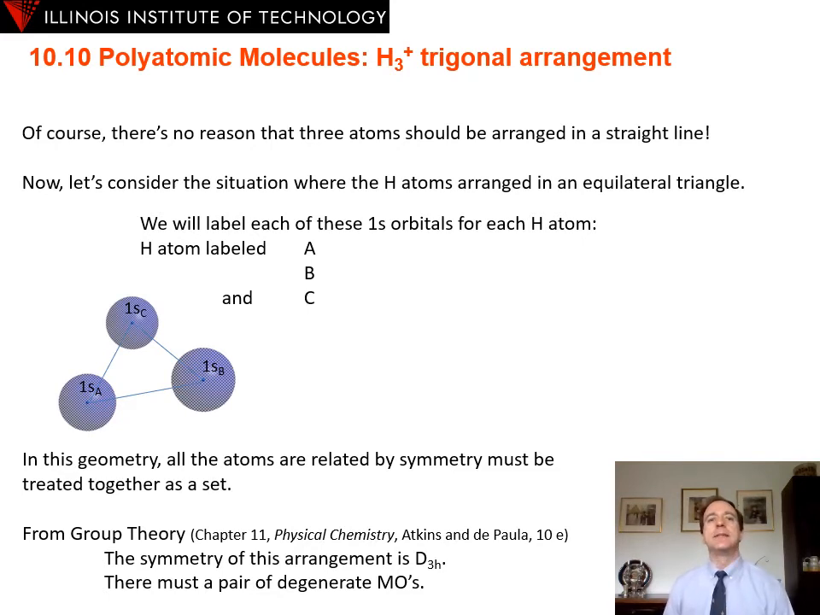In group theory, the different symmetry groups have been analyzed. The other thing that group theory tells us is that if we have this D3h symmetry, we're going to get 3 orbitals, and 2 of them are going to be degenerate. Remember, degenerate means that they have the same energy level. So let's see how that comes together.